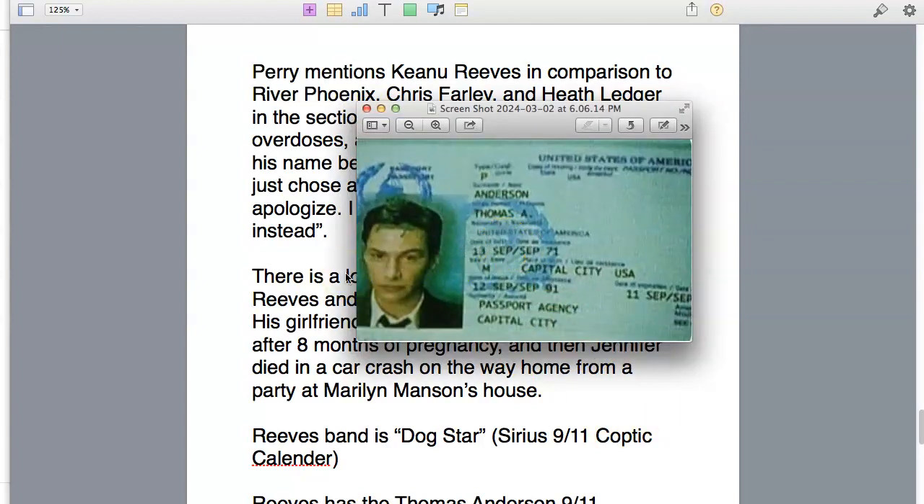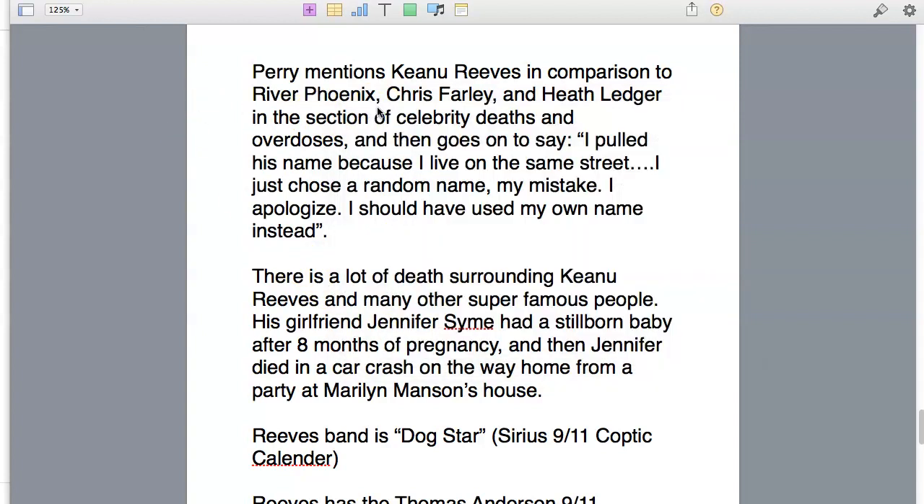Thomas Anderson and Chandler Bing live on the same street, and Thomas Anderson's passport expired on September 11, 2001. Chandler Bing's birthday is April 8, 1968. And second, he says, I should have used my own name instead, which you could take two different ways. Like, well, I didn't use my own name because I knew I was going to be one of them eventually. Like, did he know that? It was a part of the plan that he would eventually be sacrificed along these lines?